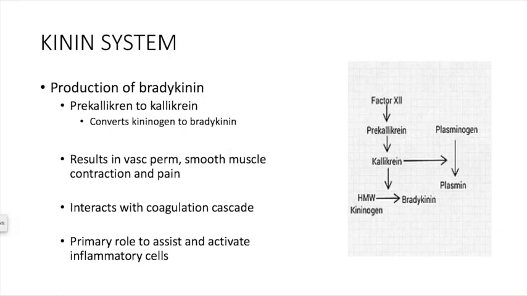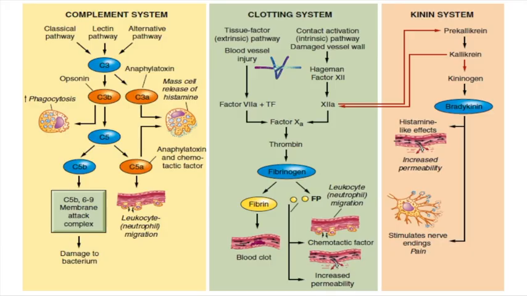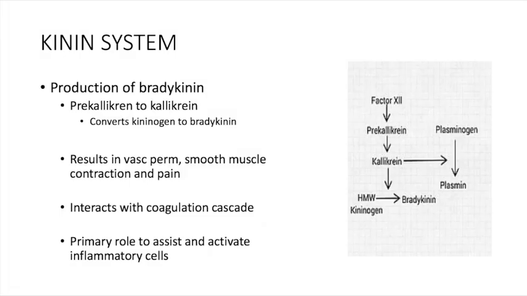The next system is the kinin system. So this is the production of bradykinin. So back here again, we get prekallikrein, kallikrein, kininogen, and then bradykinin. So bradykinin also gives us histamine-like effects. We get more increased permeability, and we also get pain related to that. So we convert kininogen to bradykinin. Bradykinin is going to result in vascular permeability and smooth muscle contraction and pain.